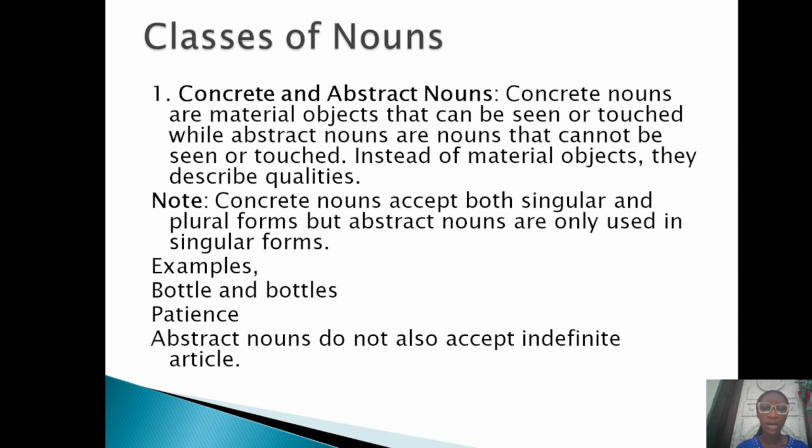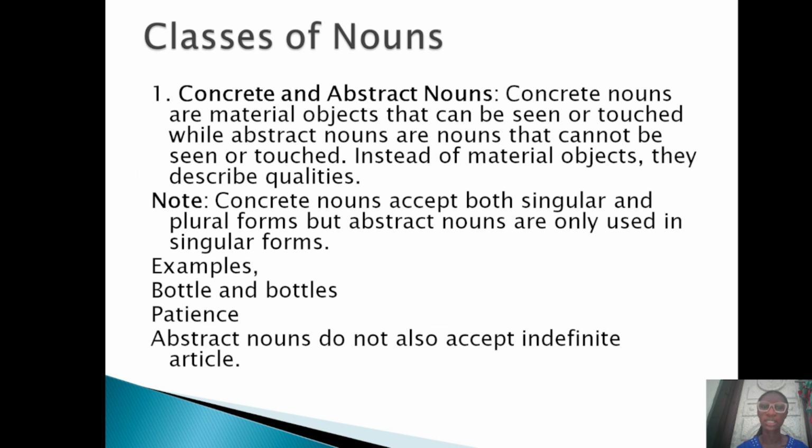Abstract nouns also do not accept indefinite articles, article a or an. So we can't have a patience, we can't have an patience, we can't have a beauty. But concrete nouns accept indefinite and definite articles.